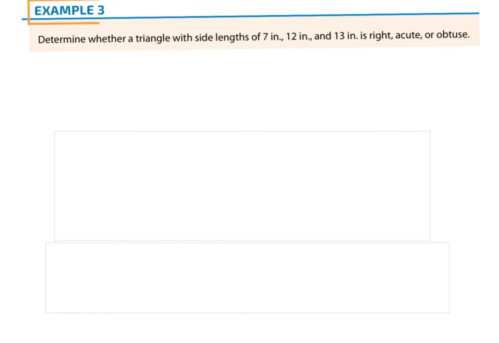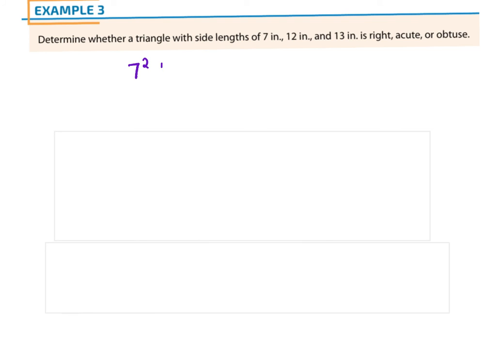All right, so if you look at this example, determine whether a triangle is right, acute, or obtuse. Well, it's very simple to know if it is right. So we're going to take our 2 smaller and see if it adds up to our larger. All right, our 2 smaller sides are our 7 and 12. We're going to assume those are legs. And then our largest is 13. We are going to assume that's a hypotenuse if this is a right triangle.